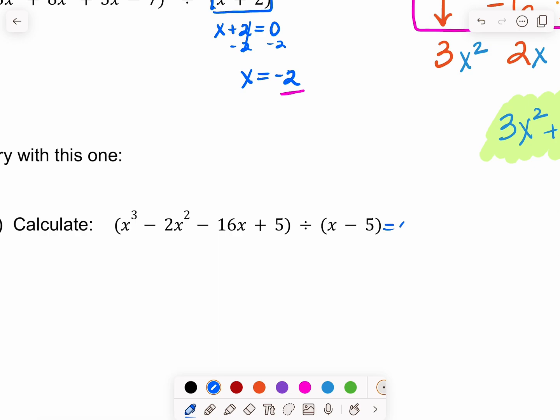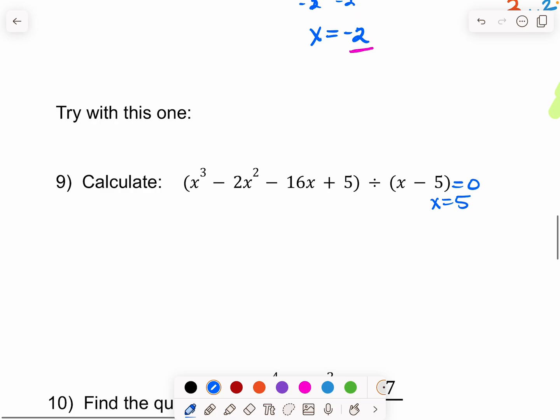If you want this, you set it equal to 0, so you get x equals 5. Okay, I bring these numbers down. I bring it down as a 1. And I always have to make sure I'm going down in order by my exponents.